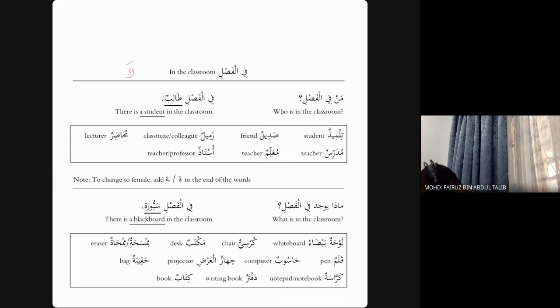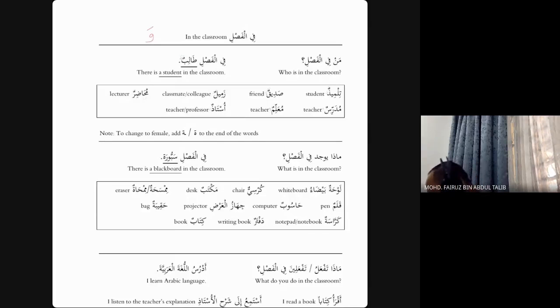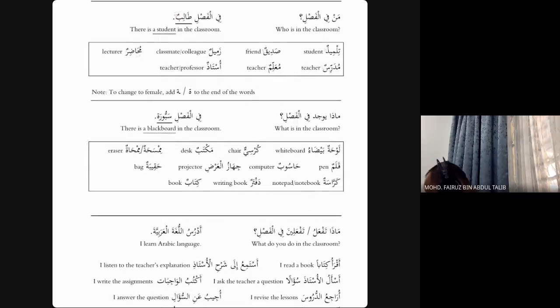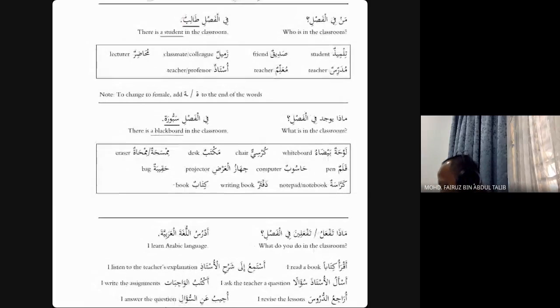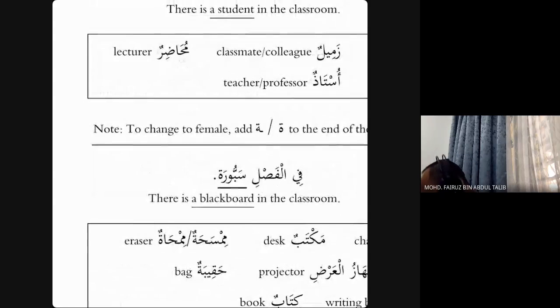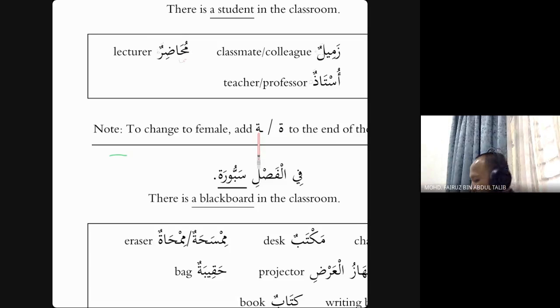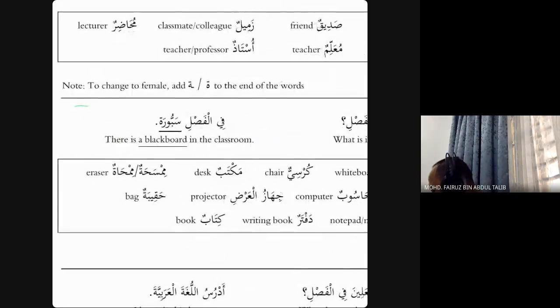Okay, let us continue. That is the first part of the lesson, I mean the first question. If you look at the note here, we talked about changing from male to female. You just add this ta or this ta. This ta is used when it is connected to the previous word. If the word cannot be connected to the previous letter, then you use this one. Both are the same ta, the round ta or ta marbuta.